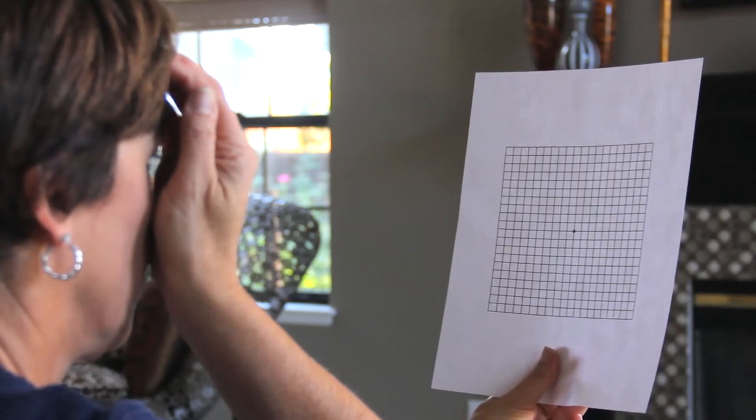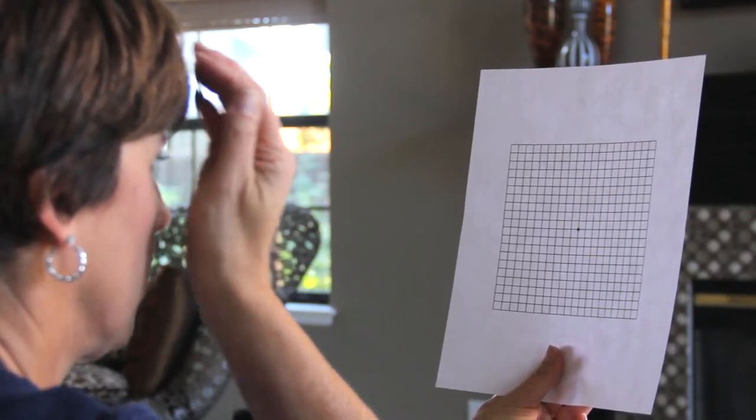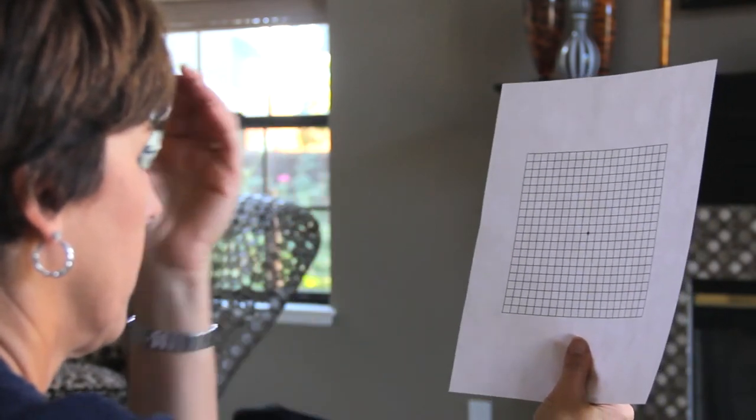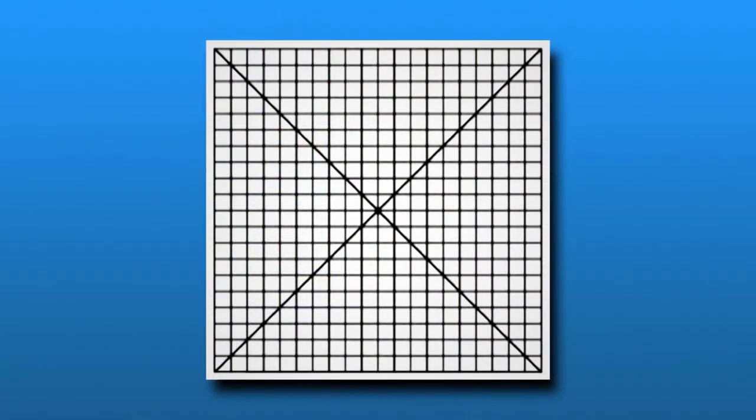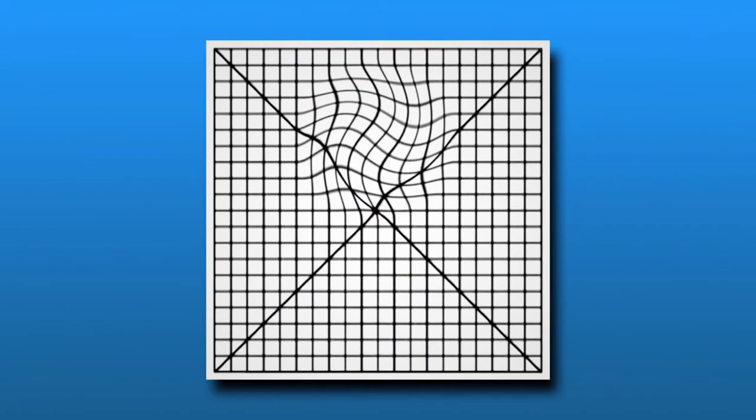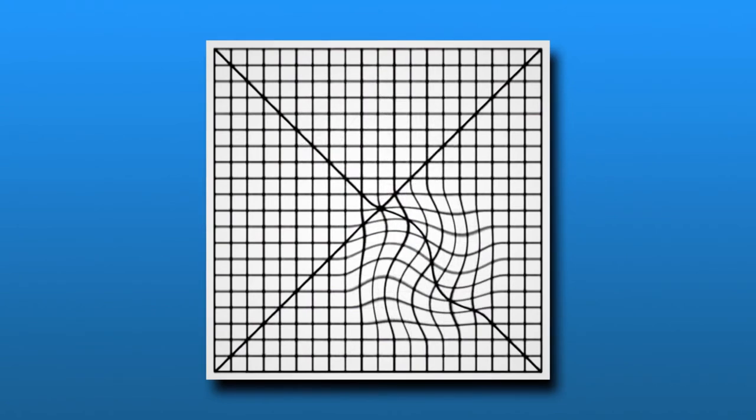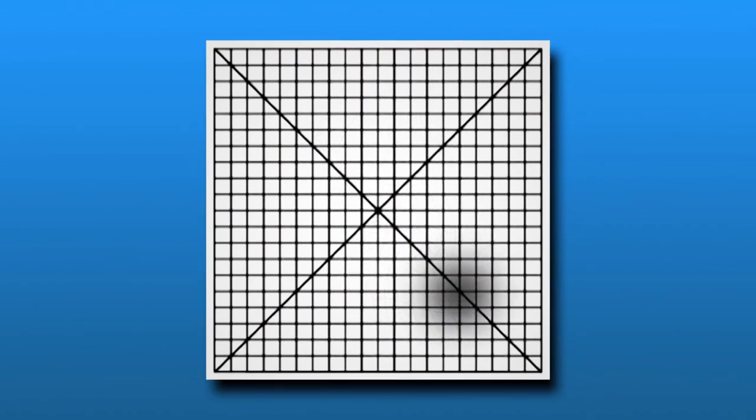Focus on the dot at the center of the grid. Then with your peripheral vision, look for each corner of the grid. Look at any of the lines on the grid. If any of the lines have curving or bending, this can be a sign of distortion on the retina surface. Let your eye doctor know if you see any new changes on the grid that you have not seen previously.